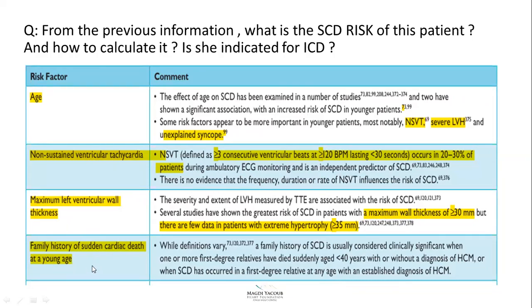Also, the family history of sudden cardiac death, which is very important to comment on. What is the definition of family history of sudden cardiac death in HCM? The definition: if the relative died before the age of 40, whether he was diagnosed as HCM or not, or if he died at any age, even more than 40, but with a diagnosis of HCM. If he died less than 40, even without a diagnosis of HCM, we can consider this as a risk factor, a definition of sudden cardiac death in HCM.